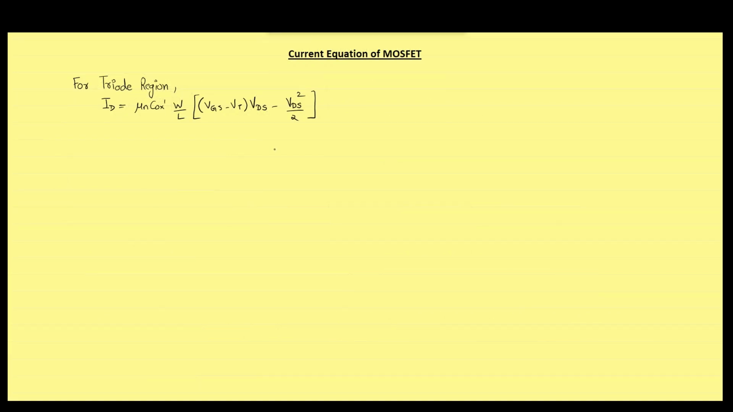So, we have derived the equation for current for triode region, and we also know that for saturation region, the drain to source current becomes constant. Therefore, we can apply drain to source voltage difference is equal to overdrive voltage, which is equal to gate to source voltage minus threshold voltage. Putting the value of drain to source voltage in the above current equation, we can find the current equation for saturation region also.